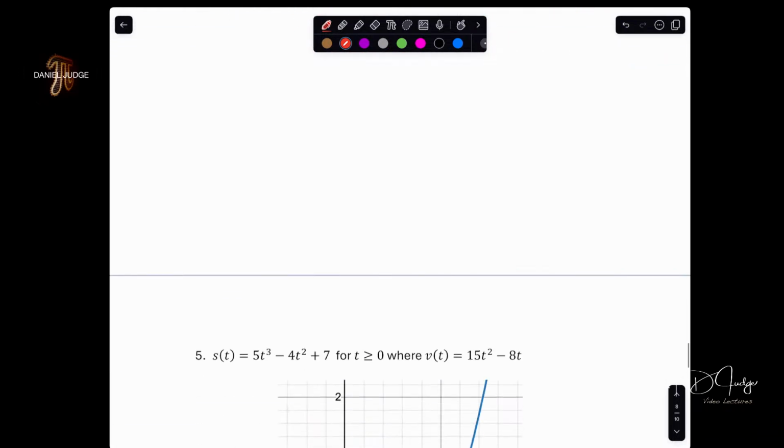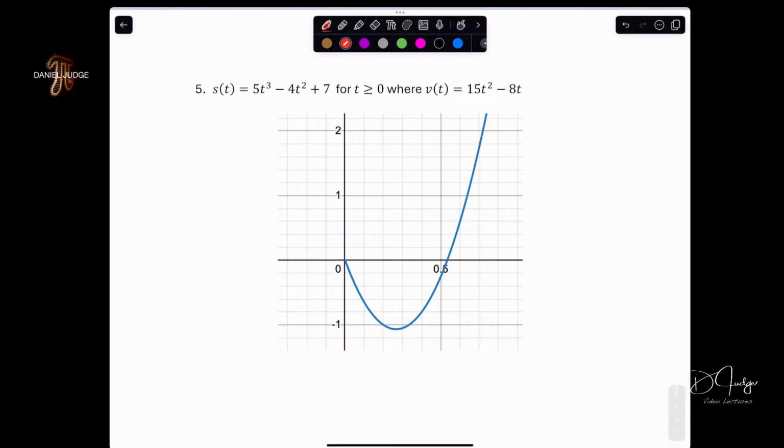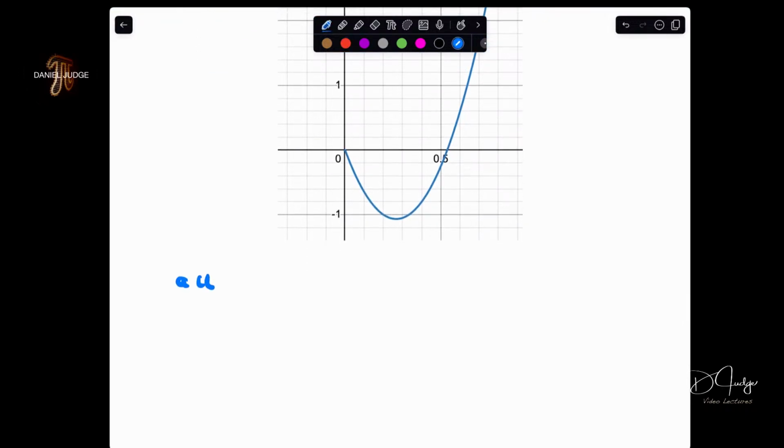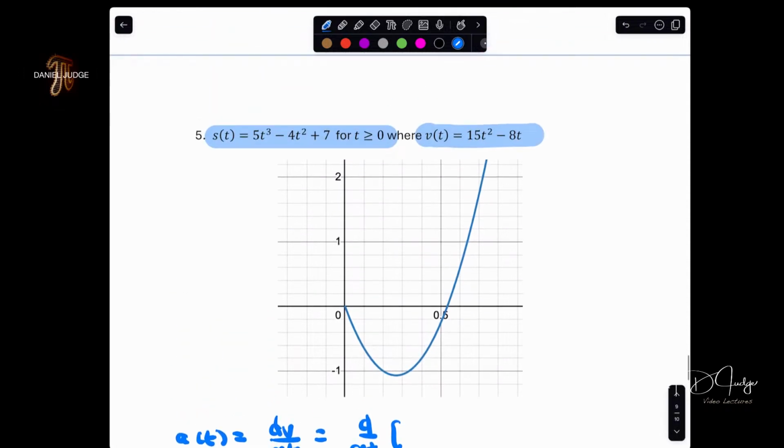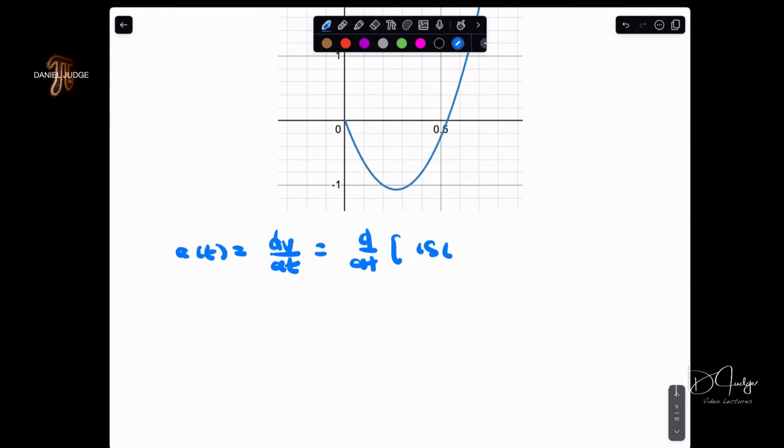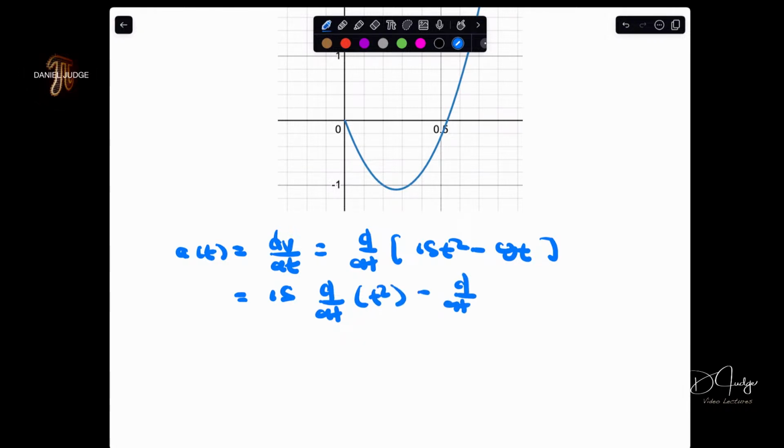Like I said, I'm only going to do the odds, and let's see what happens in this question here. Again, we have a position function for t greater than or equal to 0, where we were given a velocity function. We need acceleration. Acceleration is the derivative of velocity, so we're going to say 15t squared minus 8t. Properties of derivatives, if you want to see every gory detail. Let's get rid of that.